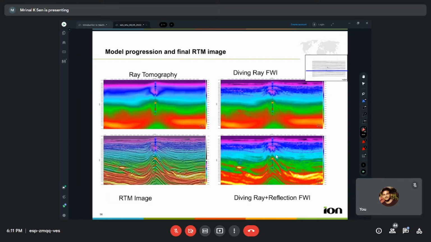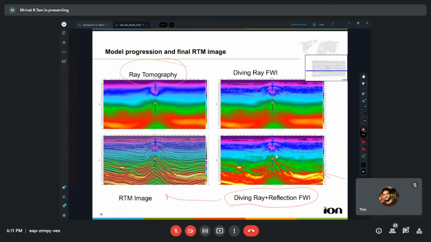Alright, so you can see the model progression and final RTM image. This is the ray tomography. This is diving ray, but we did not use diving rays. This is just the ray tomography. This is diving ray, so you can start to see some more details here. And this is diving ray plus reflection tomography. So this is your final model. And using this, if you apply RTM, this is what your RTM looks like.